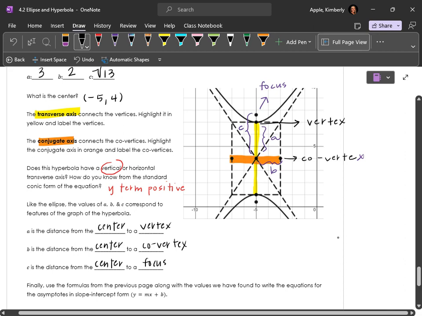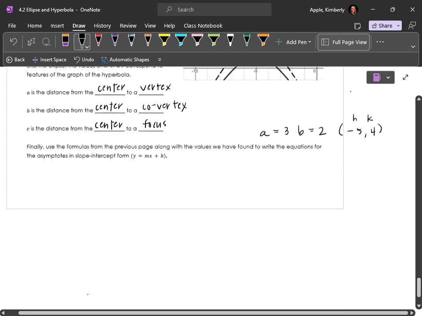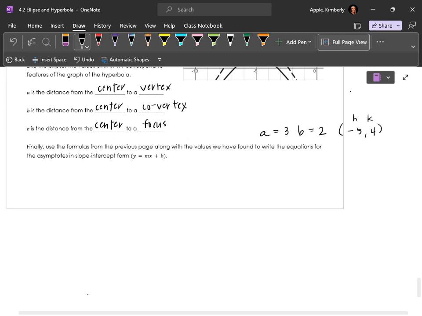So now what we're going to do is write the equations of these. So we are going to need, let me write it down here so I can see it. A equals 3, B equals 2, H, K is negative 5, 4. All right, let's pull the equation for the asymptote. This is a vertical transverse axis.